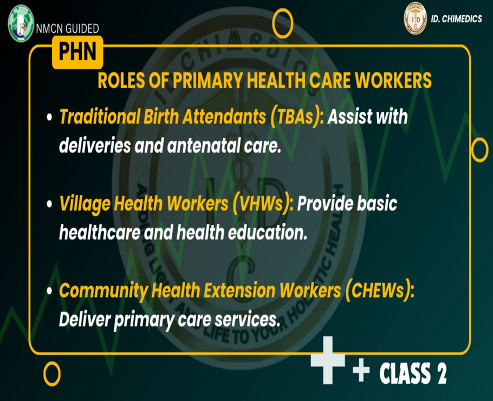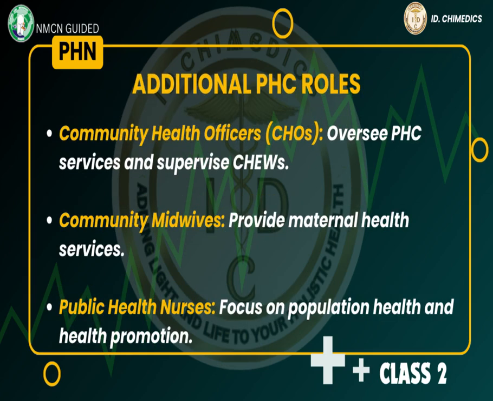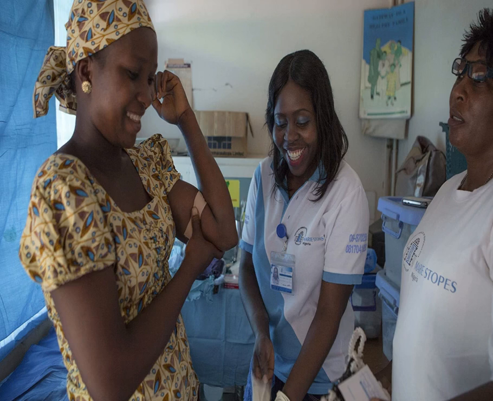How do they collaborate with the nurse? They do this working under supervision of nurses and physicians to implement public health programs, as well as ensuring continuity of care. The number 4 here is called the community health officers. These are the CHOs. These CHOs play an important role in overseeing the implementation of primary health care services. They supervise the community extension workers and ensure that public health goals are met.